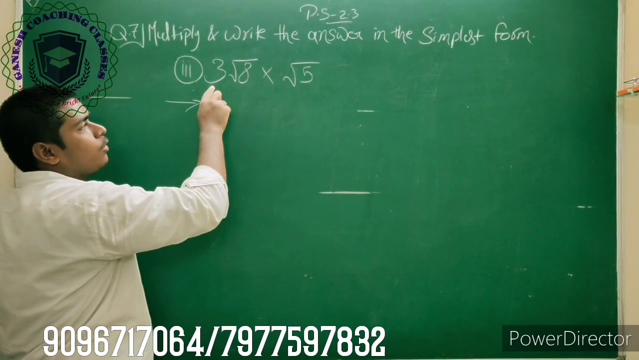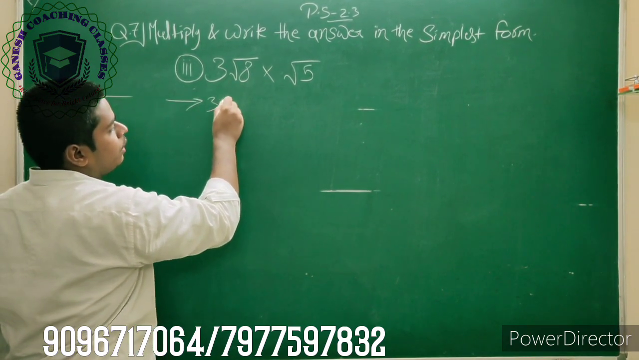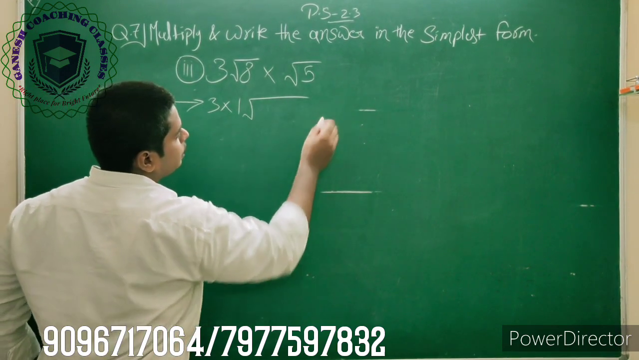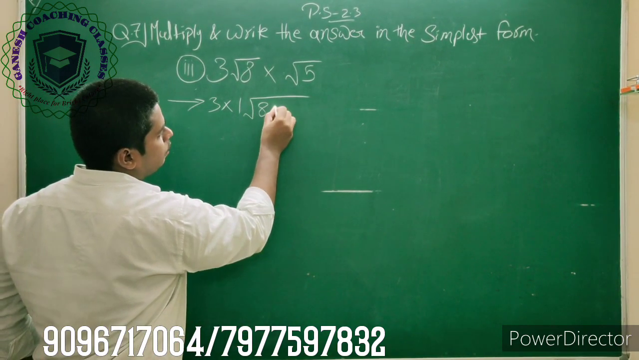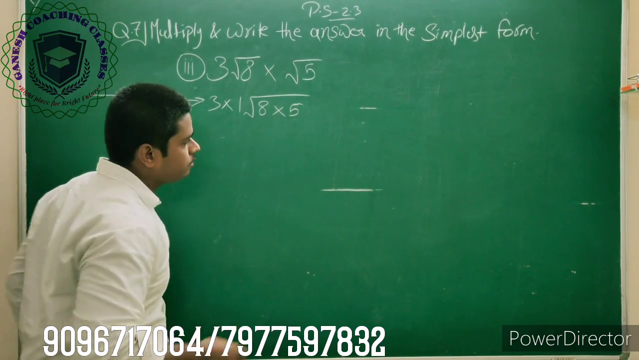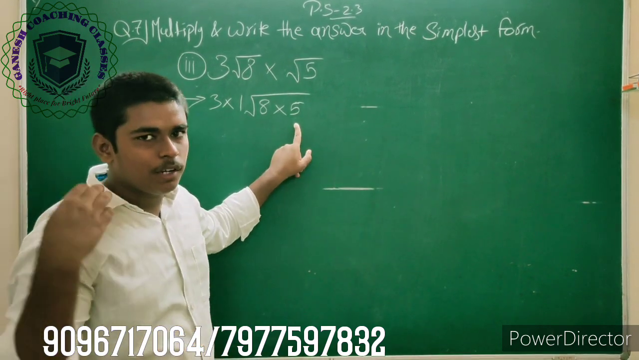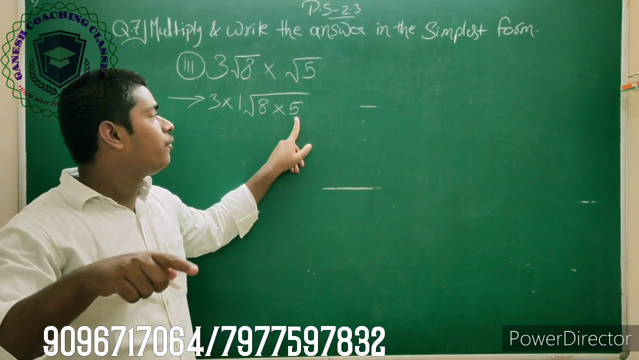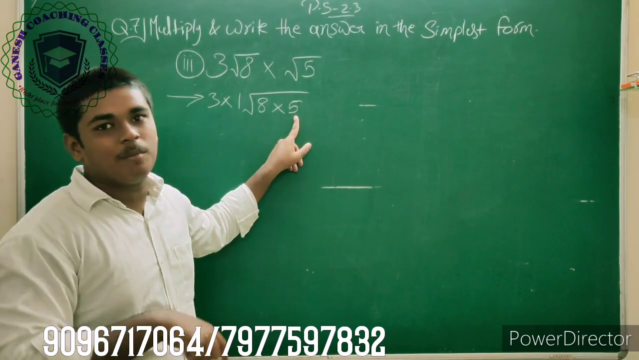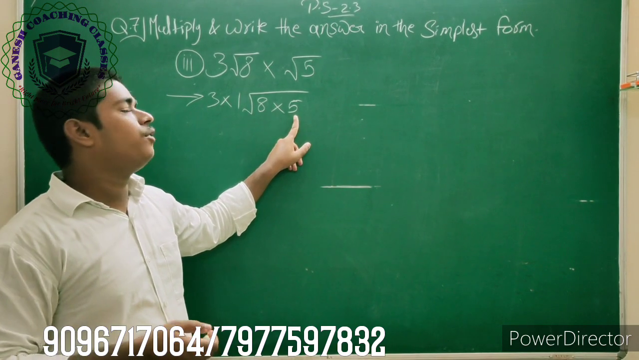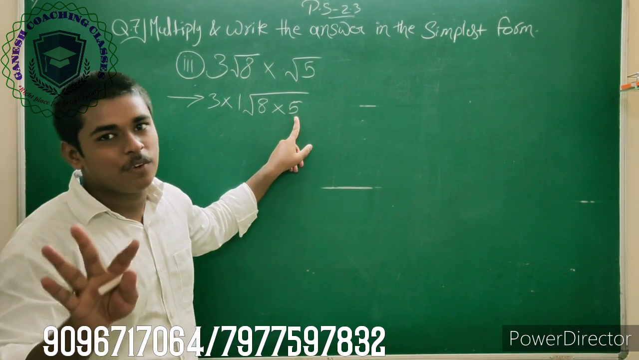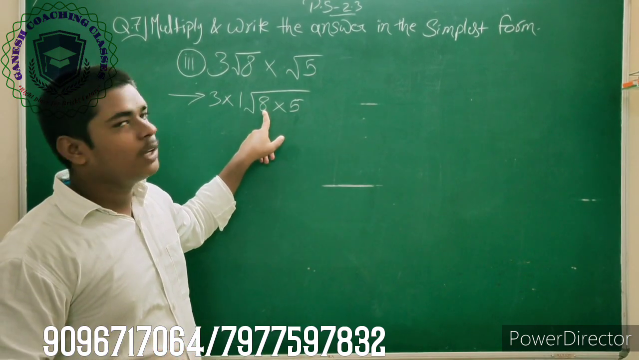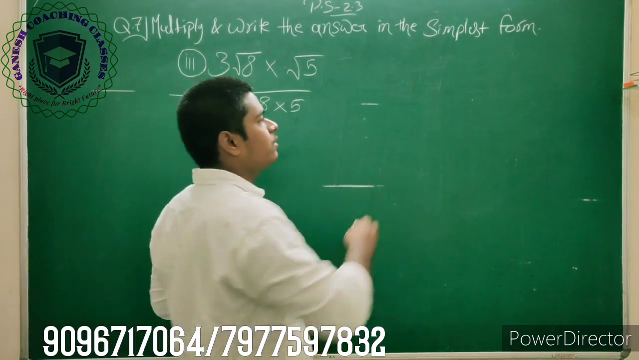So we have to multiply coefficient with coefficient, so here 3 into 1, and radicand with radicand, 8 into 5. Tell me, 5 cannot be broken down further because 5 is itself a prime number. So we do not have to convert it into prime factors. Now we have to convert 8 into its prime factors.